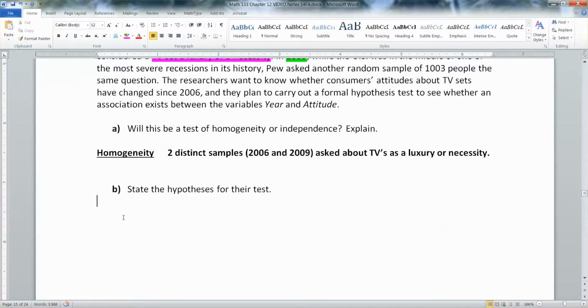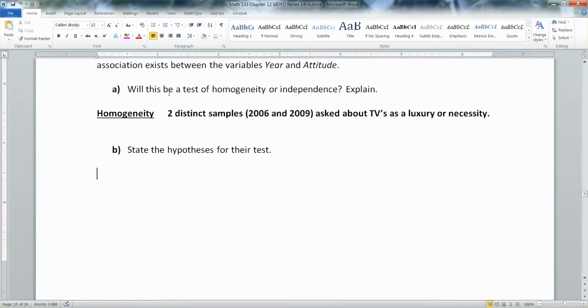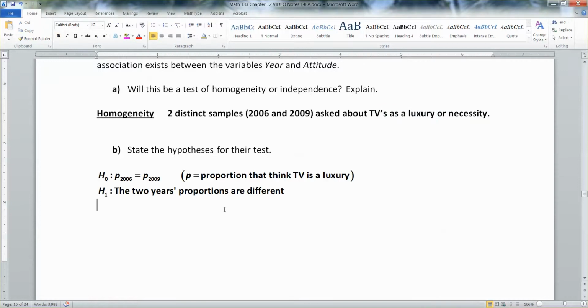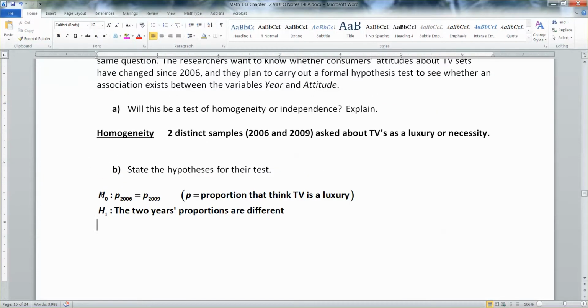Now the hypotheses for this particular one are pretty simple and easy because there's only two groups, right? It's 2006, 2009. So the null hypothesis is that the proportion of people that think that a TV is a luxury, for example, are going to be the same in the 2 years. So let me write that up. There I have it. Now this one's pretty basic just because there's only 2 years here again. So it's the proportion for 2006 is equal to proportion in 2009.